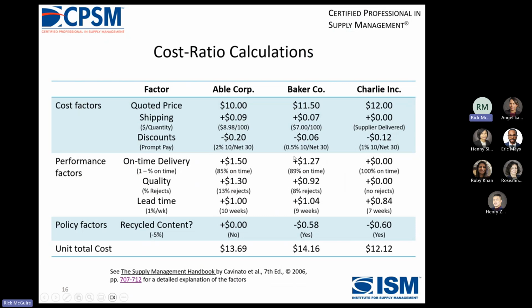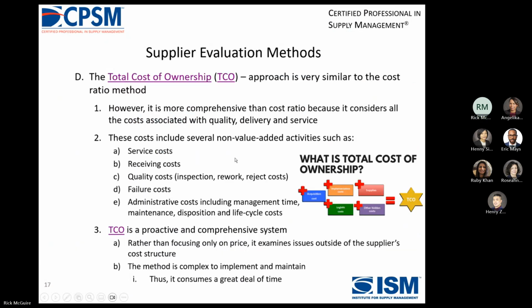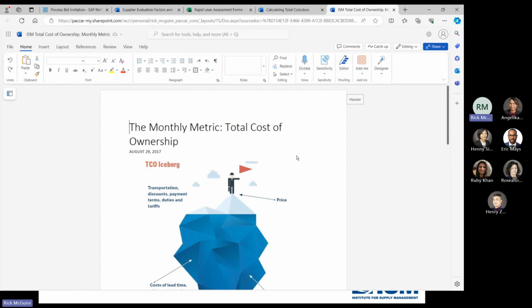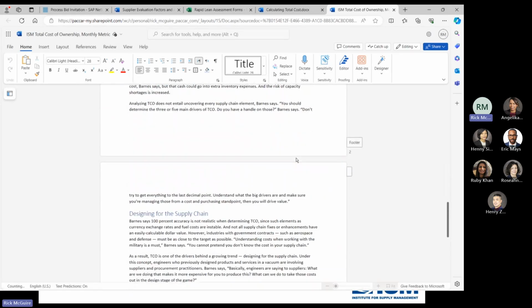That is the cost ratio calculation. And then you've got TCO, total cost of ownership. Much more comprehensive than the cost ratio and considers all the costs associated with the product. So here's one way of looking at it. This is an article from ISM that talks about how to do it.